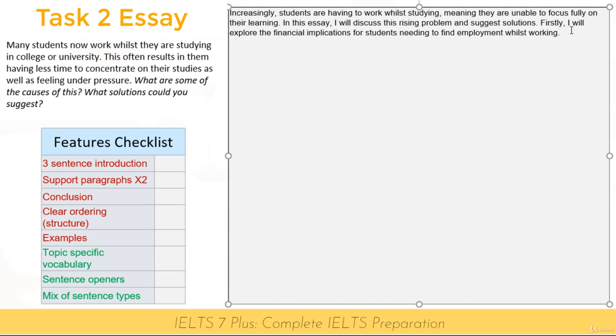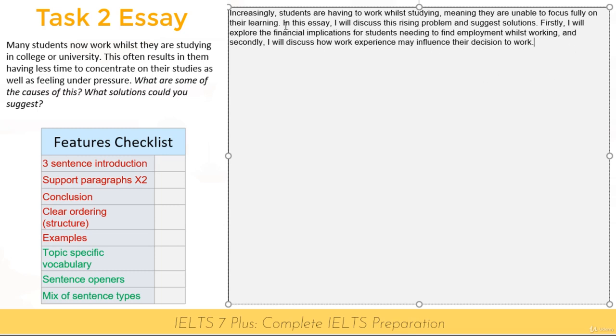And secondly, I will discuss how work experience may influence their decision to work.